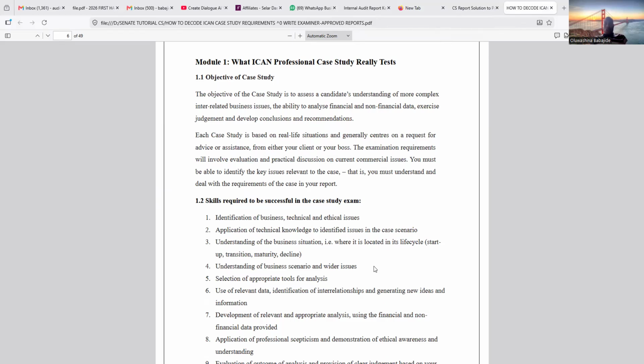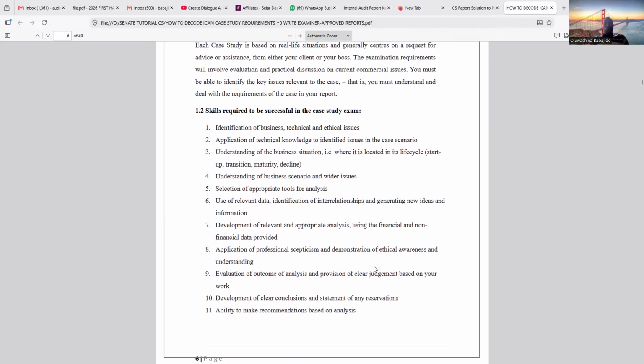Making losses. So you need to understand the peculiar things that happen to the main companies in that same industry. Then selection of appropriate tools for analysis, that's another skill that you also need to get.